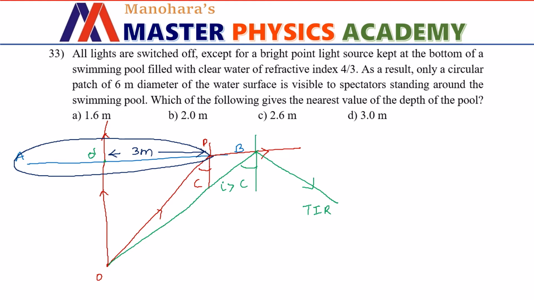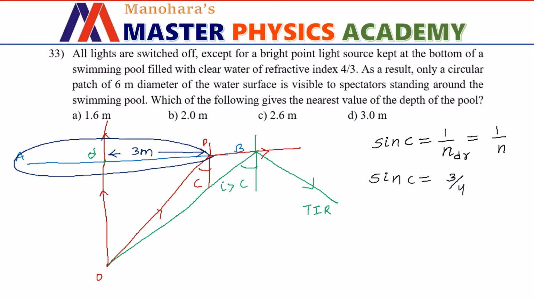Now from the TIR concept, we know that sine of the critical angle is equal to the reciprocal of the refractive index of the denser medium with respect to the rarer medium. Here the rarer medium is obviously air, hence I am just writing this as 1 divided by n. So sin C is equal to 1 by n, and n is given as 4 by 3, hence 1 by n will be 3 by 4.